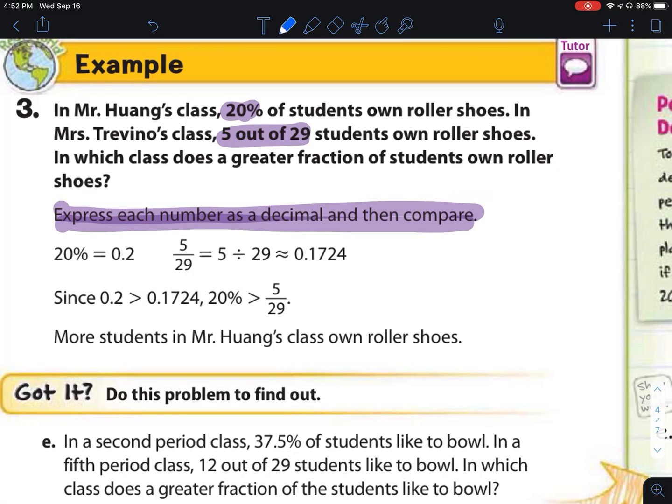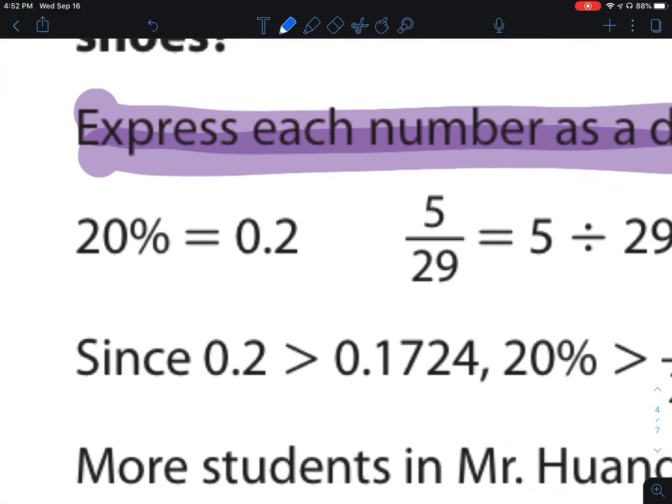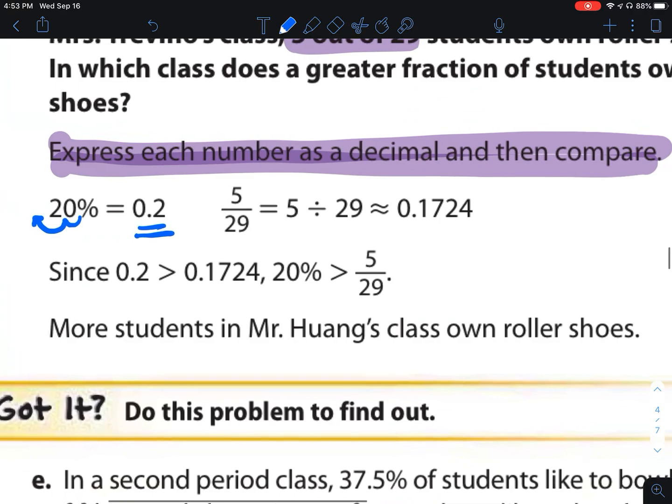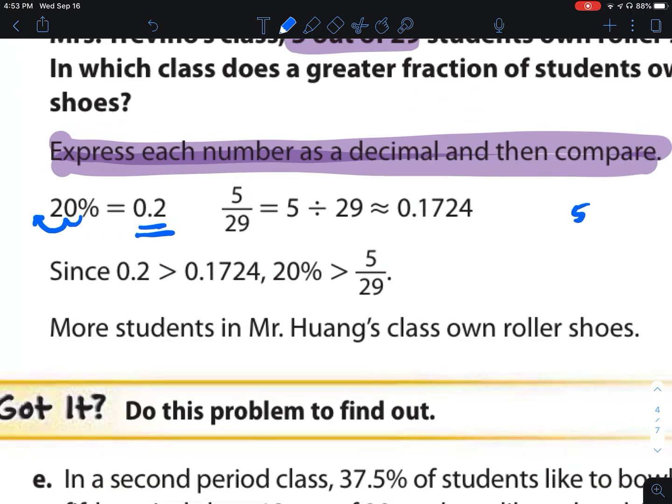We know that 20% is 0.20 because if you have a percent, all you need to do is move the decimal point 2 spaces to the left and you get your decimal. And that's why it's 0.2. In 5 over 29, we know that 5 divided by 29, if you do long division right here, will give you an approximate value of 0.1724. In this case, you can actually use a calculator and get that approximate value.